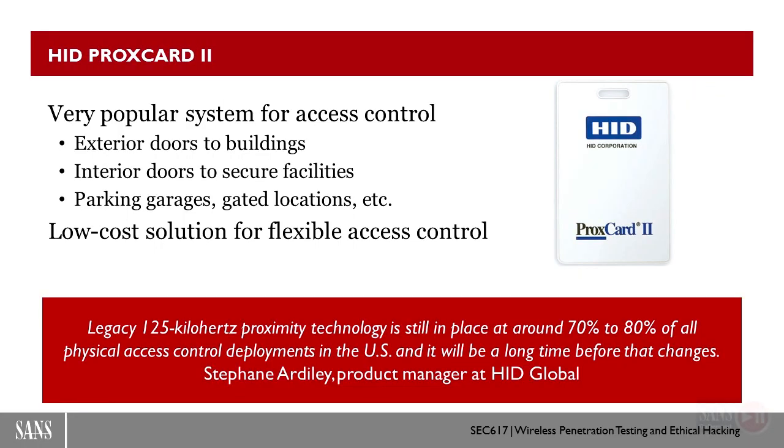Another one that we see a lot for physical access control systems is the HID ProxCard 2. 125 kilohertz, low frequency tags. And according to Stephanie Ardiley, the product manager at HID Global, it captures about 70 to 80% of all of the physical access control systems in the US and in many other places worldwide. Specifically, her figure was for the US at 70 to 80% of the market.